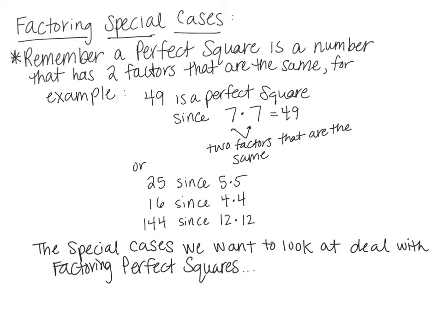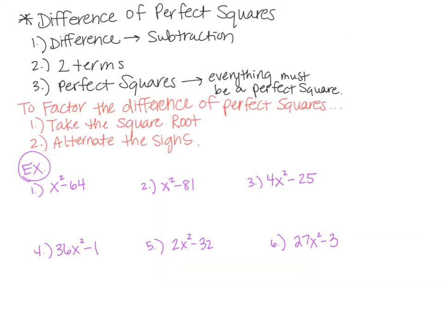Other examples would be 25 because 5 times 5, 16 because 4 times 4, 144 because 12 times 12. So a perfect square is what we're going to look at for our special cases. Specifically, what we want to focus on is the difference of perfect squares. There are three requirements for an expression to be the difference of perfect squares, so that we can use this method that I'm going to show you.